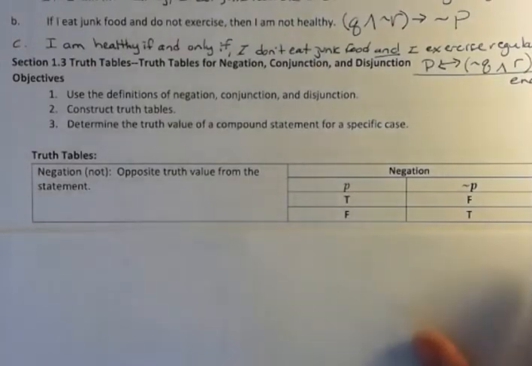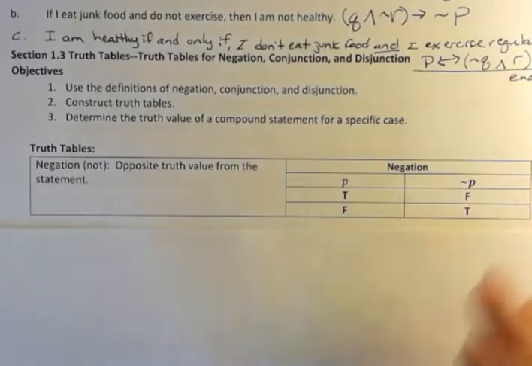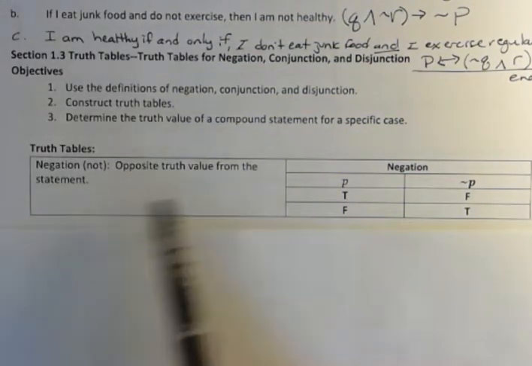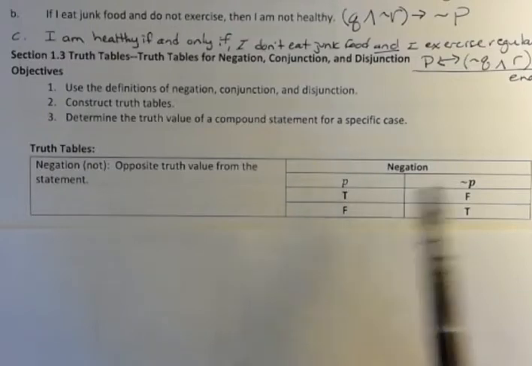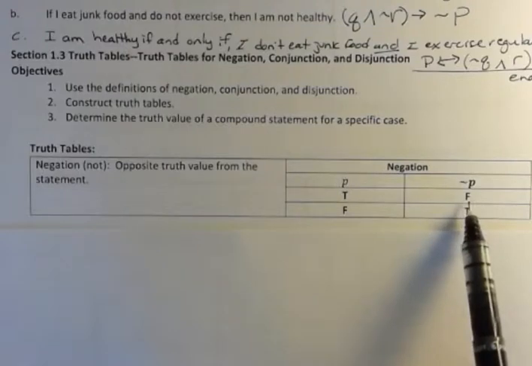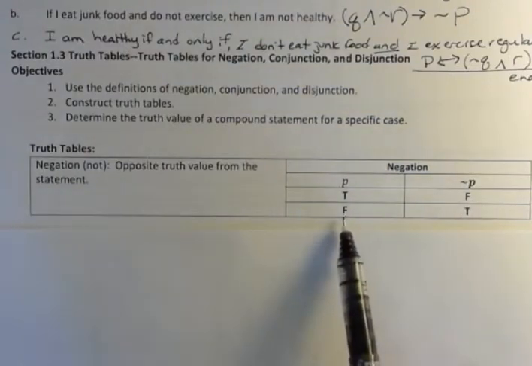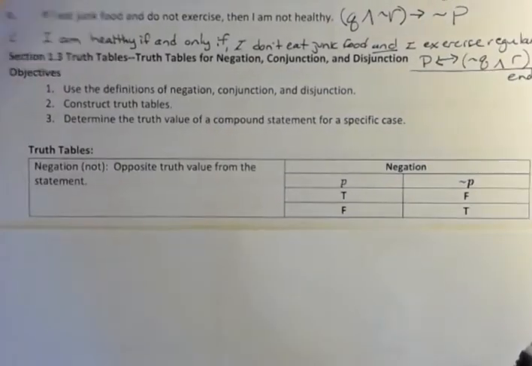So very easily, for a truth table for negation, which is the "not," it has the opposite truth value from the statement. So if I have a statement, let's say P, if P was true, the negation is false. And if P was false, the negation is true. That's the basic truth table for negation.